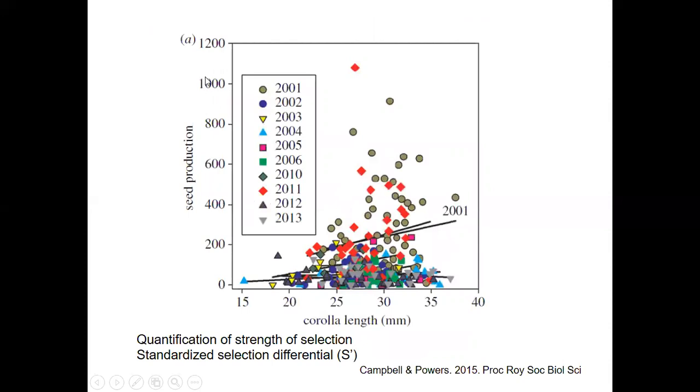So here now you see graphs like this, a measure of fitness, in this case seed production, so this is the lifetime measurement, versus the length of the flower, the corolla length, in different years. And in different years, we see different steepnesses of the relationship, indicating differences in the intensity of selection.